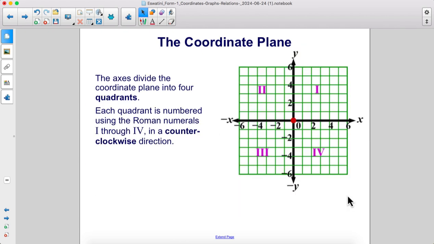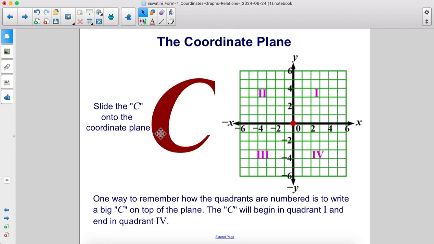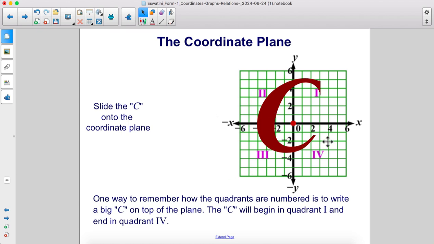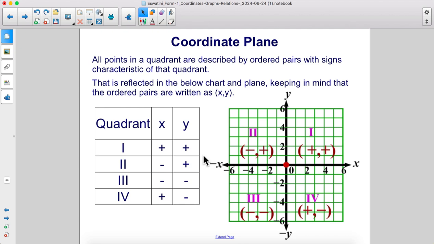The axes divide the coordinate plane into 4 quadrants. Each quadrant is numbered using Roman numerals 1 through 4 in a counterclockwise direction. So quadrant 1 is right here, 2 is here, 3 is here, and 4 is here. If you go ahead and slide the C onto the plane, this is one way to remember how the quadrants are numbered. If you write a giant C on top of the plane, the C begins in quadrant 1 and ends in quadrant 4. All points in a quadrant are described by ordered pairs with signs characteristic of that quadrant.